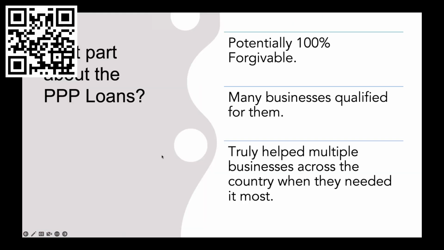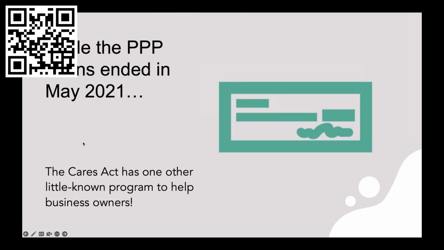So the best part about these, just so you understand, is they were forgivable. They were loans that you could get forgiven. And almost every business who could fog a mirror qualified for the first round. They helped a lot of people. They did a second round. Fewer businesses were eligible, but they went away in May of 2021. And you're thinking, Brian, that's 2 years ago.